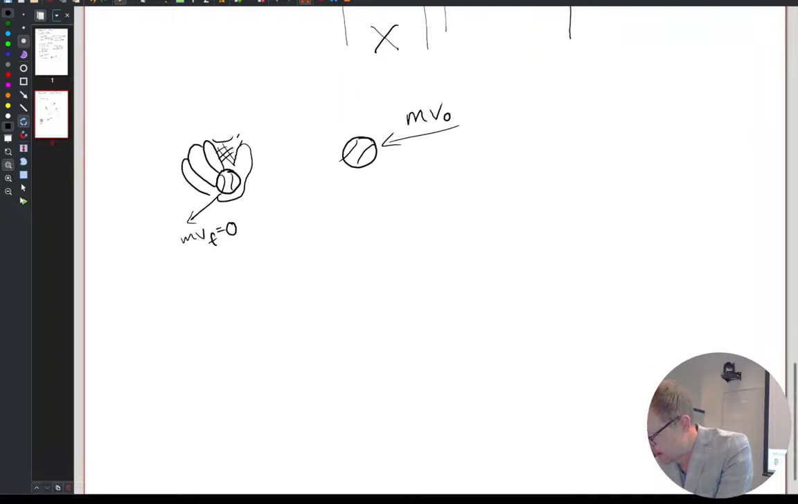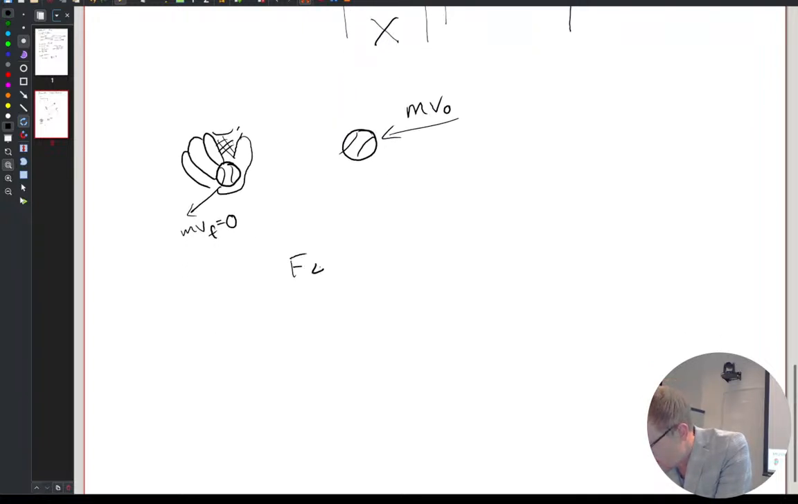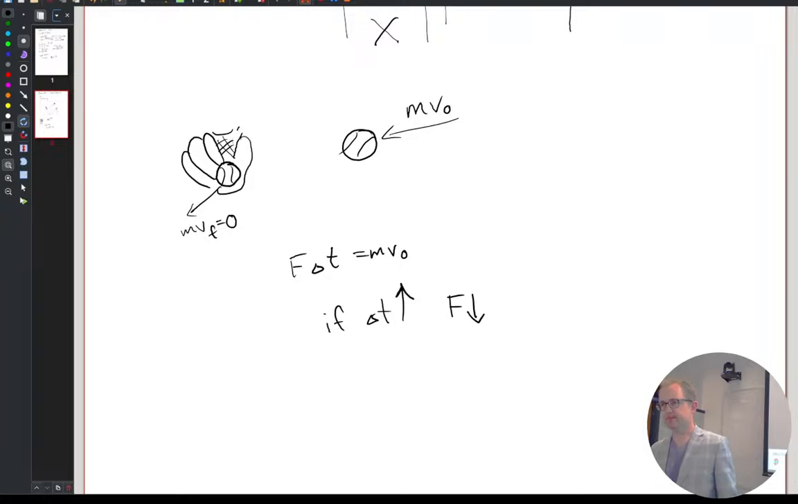But the main thing is F delta T is whatever that mv0 is, because we have nothing there. So we can decrease force by increasing time. Overall, F goes down, so we can increase the time of the impact. Stuff like foam is a great way to let it deform even for an extra half a second rather than a millisecond. It's a lot better to stop it.